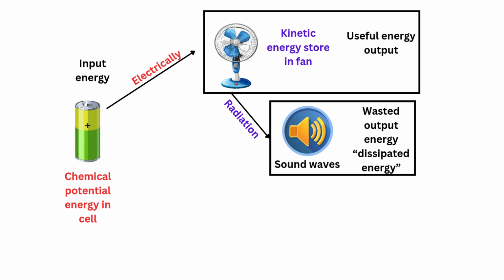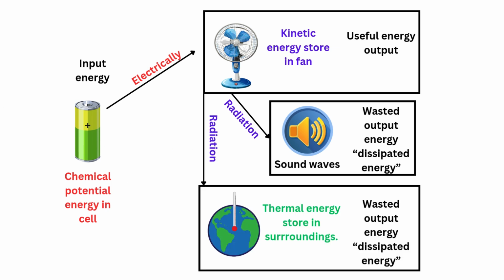And some of the kinetic energy store in the fan is converted by radiation into a thermal energy store in the surroundings, which is also a wasted output energy, so is classed as dissipated energy. As the cell also becomes hot, some of its chemical potential energy in the cell will be converted by radiation into the thermal energy store of the surroundings.